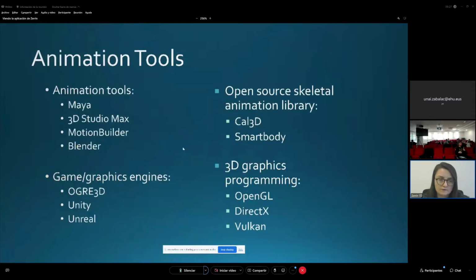I'm not sure how familiar you are with animation tools, but I just wanted to show a quick slide that there are different types of animation tools you can use to generate content, such as Maya, 3D Studio Max, MotionBuilder, etc. On the other hand, you can also have 3D graphics programming environments where you can program things from scratch. And from there, you can also go to more high-level game graphics engines or libraries that are specifically designed for skeletal animation, such as Cal3D and SmartBody.